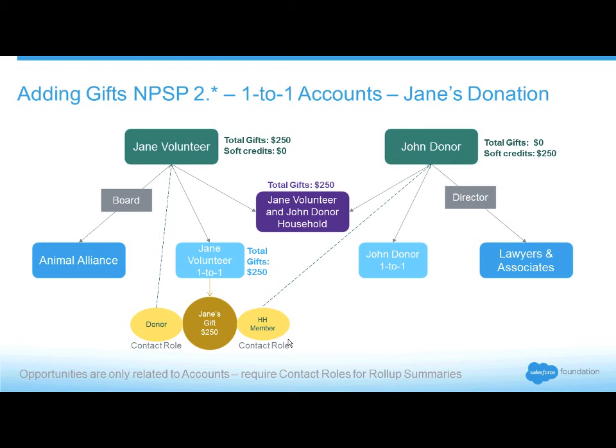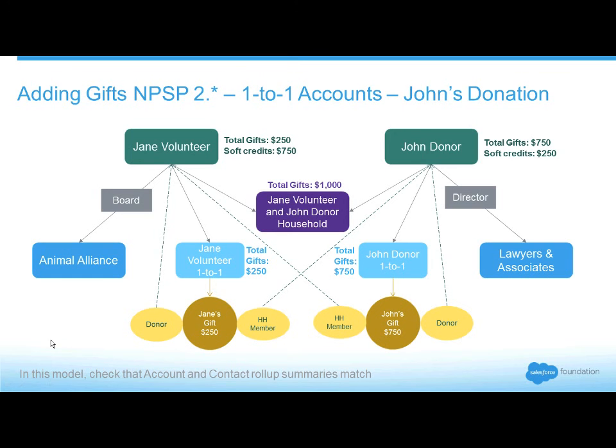I think I understand this, but what happens if John gives a donation? Will that be associated with his one-to-one account? Yes, absolutely. And will there be contact roles created for John? And will Jane be the primary donor again? Not quite. There will be contact roles, but this time, because it's John's gift, he's going to be the primary and Jane is going to get the soft credit. Like this. This is a $750 gift from John. So now see how the roll-up totals have changed.